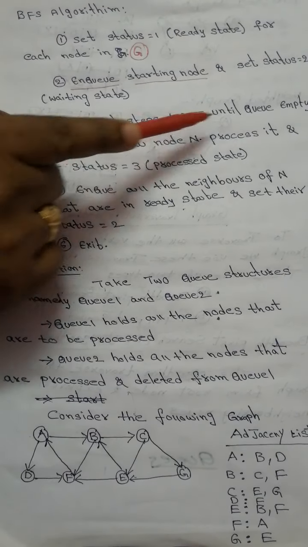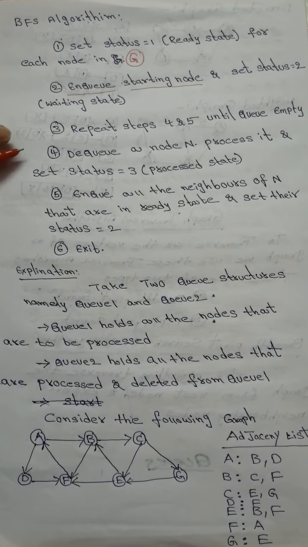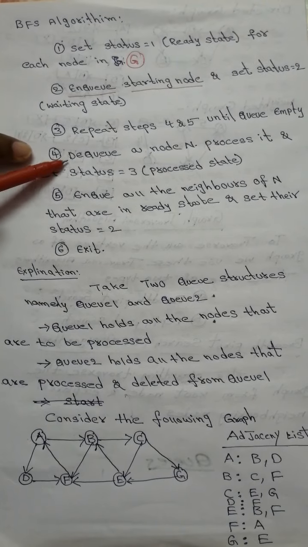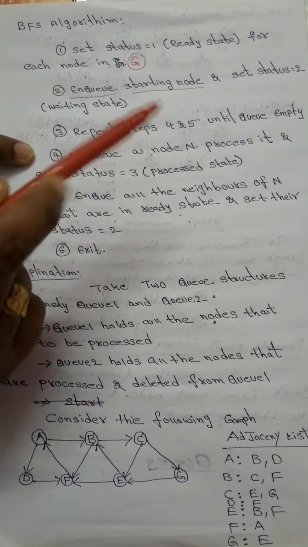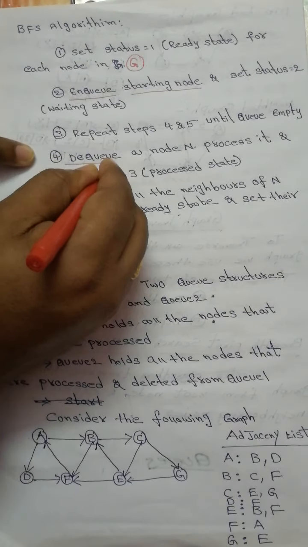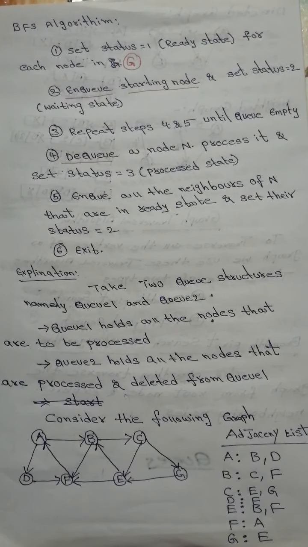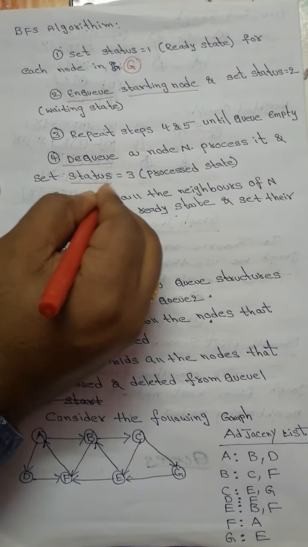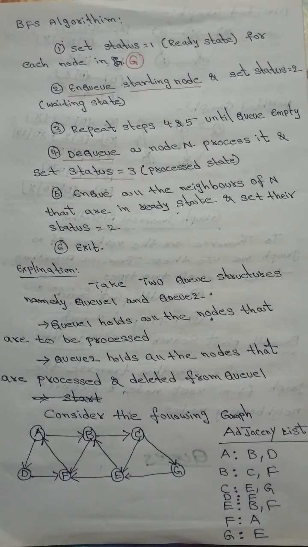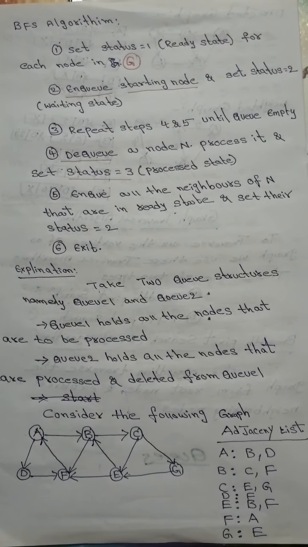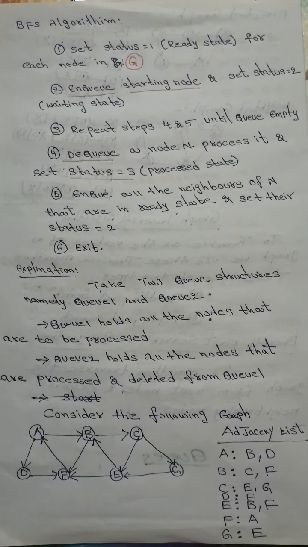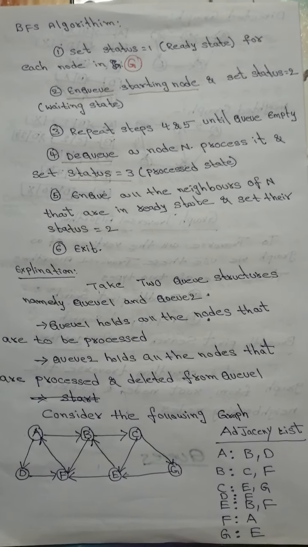Repeat steps 4 and 5 until Q is empty. What are steps 4 and 5? DQ a node: delete a node from Q and set its status to 3, that is the visited, processed state. Ready state, waiting state, processed state. A is removed from Q.